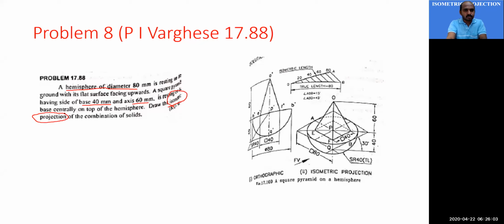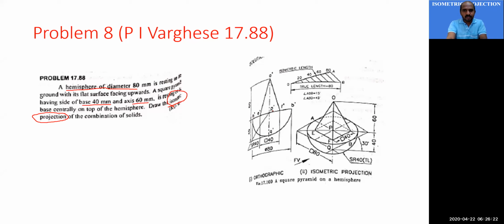As it is an isometric projection, we need to draw the isometric scale for the combination solid. Here the right side solution is given. This is the front view of the combination solid. When you are solving, you need to draw the top view also. So you go through the front view.